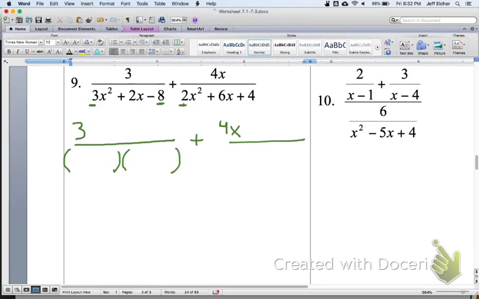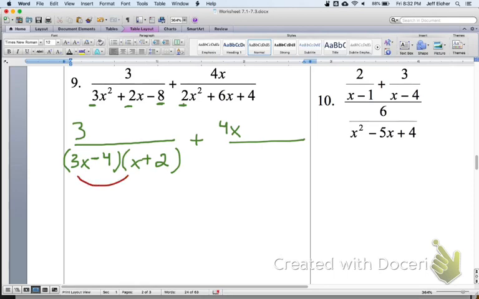So 8 times 3, that's going to be 24. That's going to be too big to get to the 2. So let's try 3x times x. Let's try 4 times 2 is 8. Let's try the 4 right here and the 2 right here. And we need a positive 2, so let's put a positive 2 here and a negative 4 here. And then multiply those and see if that works.